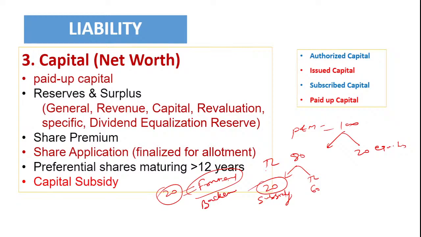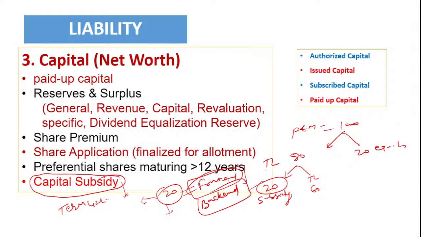So whenever you find that some lock-in period is still there in the subsidy, or the company can use this subsidy only after fulfilling certain conditions, this is not a free subsidy for the company to use. So in that case, this capital subsidy will be part of term liability. And if this subsidy is free from any liability, meaning there is no rider or any terms and conditions on this capital subsidy.